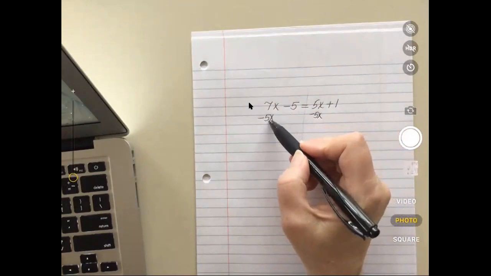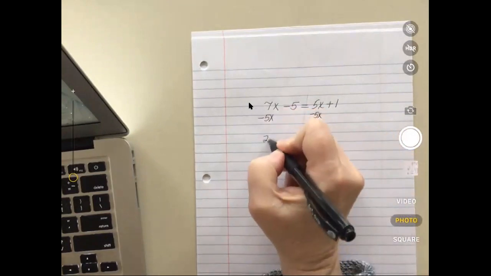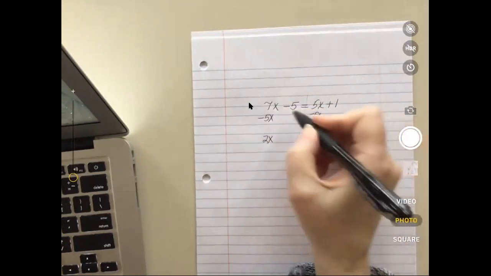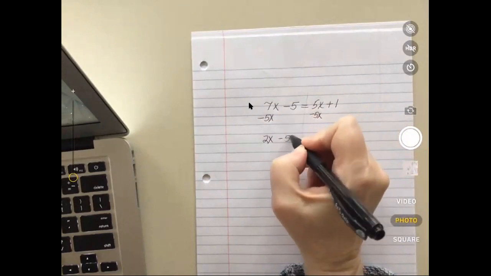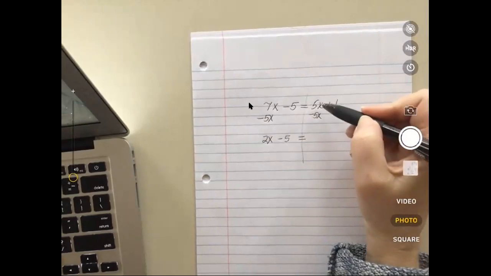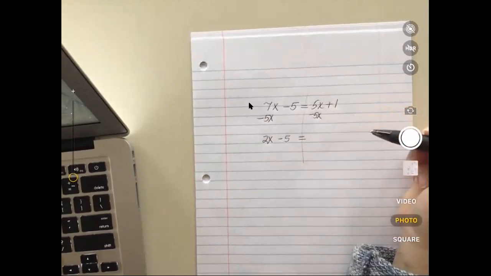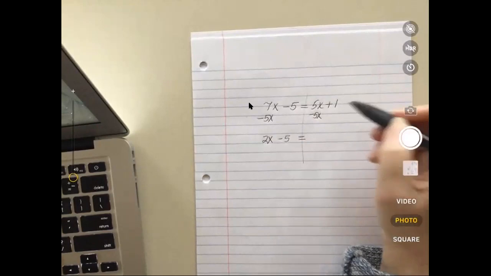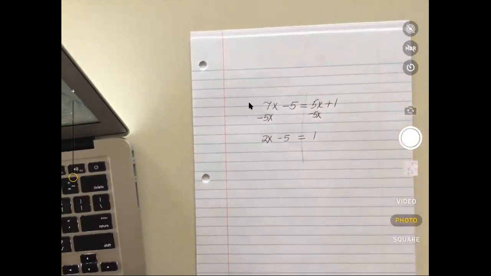7x minus 5x makes 2x. There's still this minus 5. There's the equal sign. And look here, this is good news. 5x minus 5x makes 0, so I don't even have to write it, but there is still a 1. Now it's an easier equation to solve.